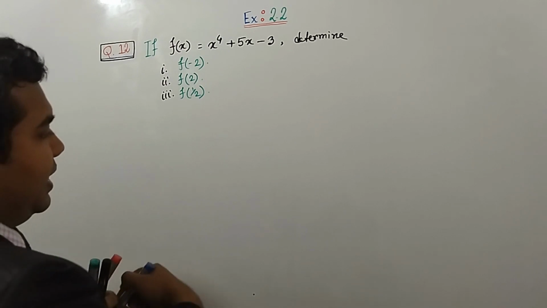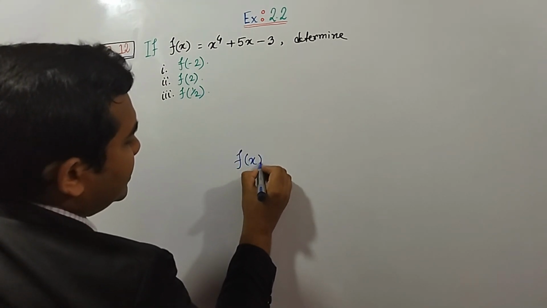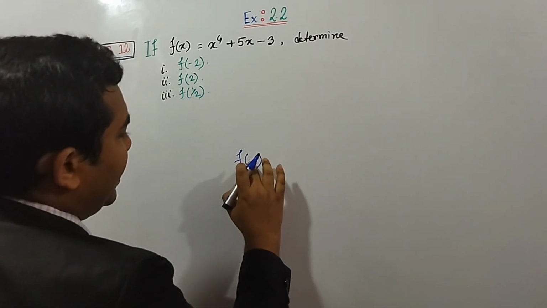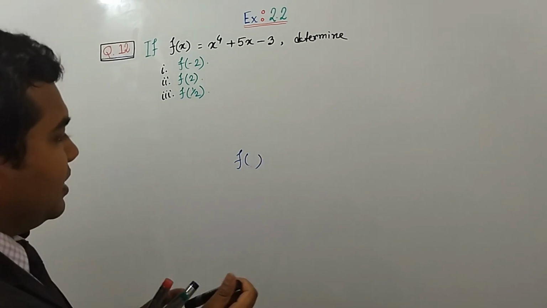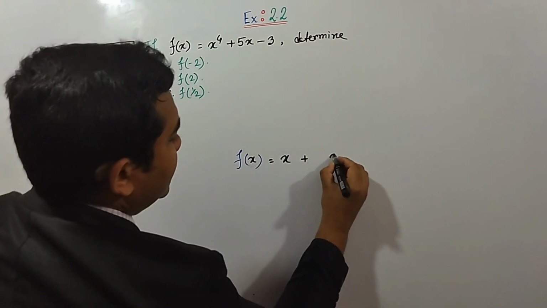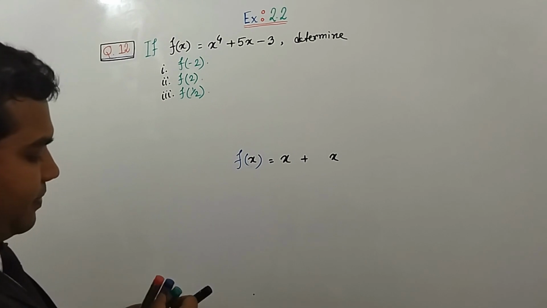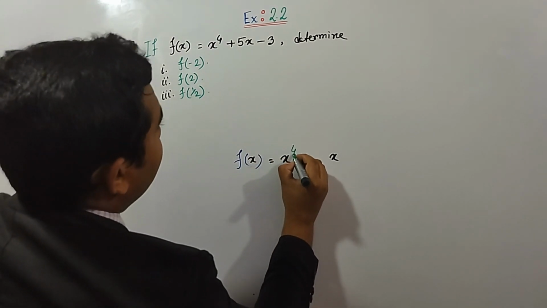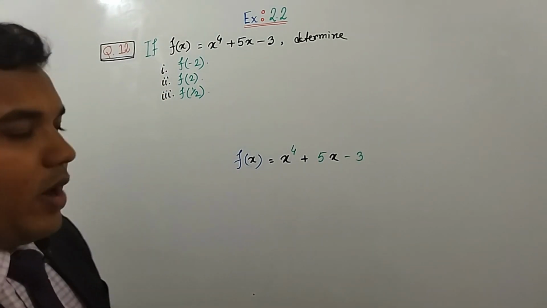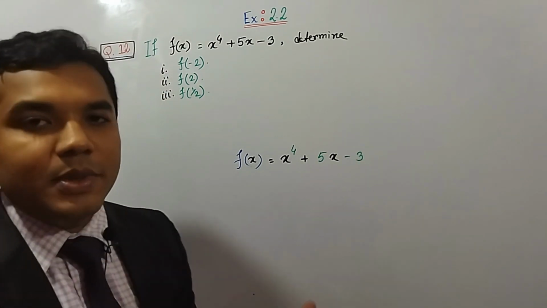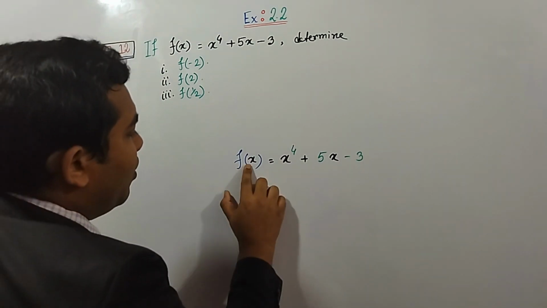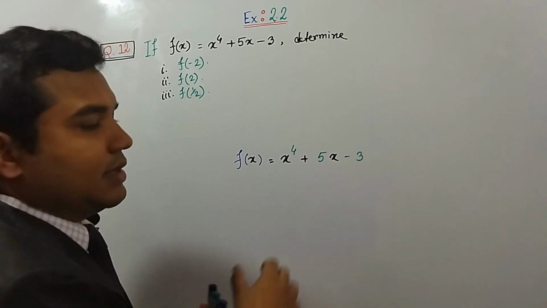Okay, let's have a look. f of x means it is a function of x. If I write x in another color, it will be very clear for you. So it is x to the power 4 plus 5x minus 3. When the color is changed, all will be the same. That means if it is a function of x, then these are x.